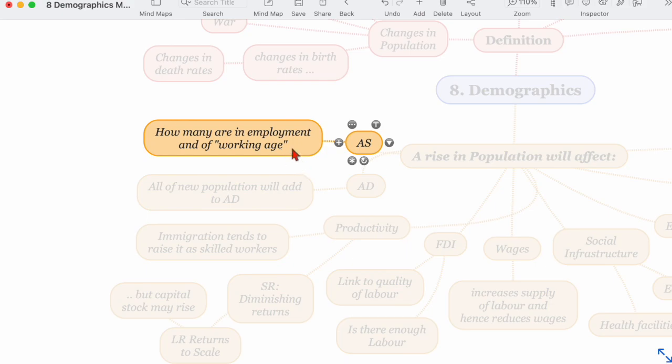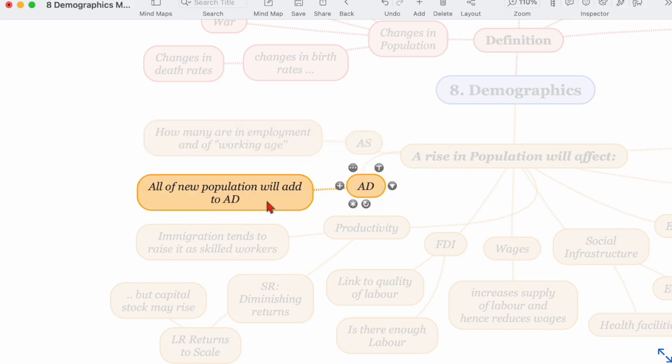Are those people coming in? A rise in the population? If it's immigration, are they working age population? If it's just a rise in the population because of good birth rates, then it's going to take some time before the aggregate supply of the economy is going to grow.